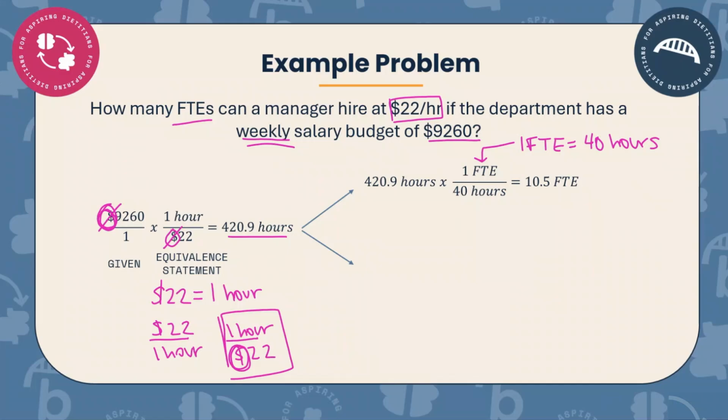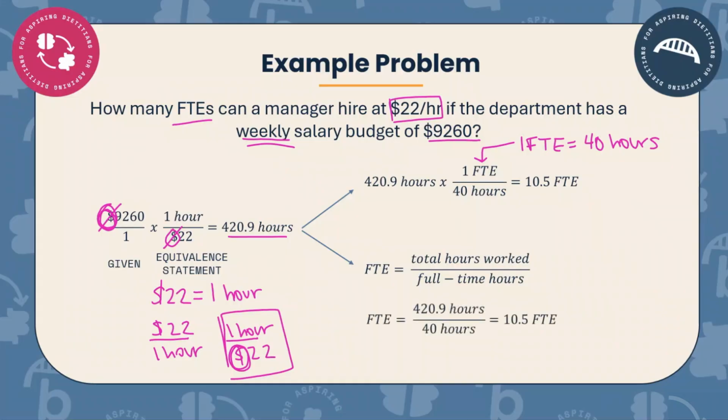But we don't have to do it that way. We can plug into the FTE equation. FTE is equal to total hours worked. That's our 420.9 hours. Divided by full-time hours in a week, that's 40 hours. At the end of the day, you're taking 420.9 and dividing it by 40. You come to 10.5 FTEs either way. So my general recommendation is that since you'll see so many problems like this, take your time setting up your givens, labeling your units, and follow it all the way through.